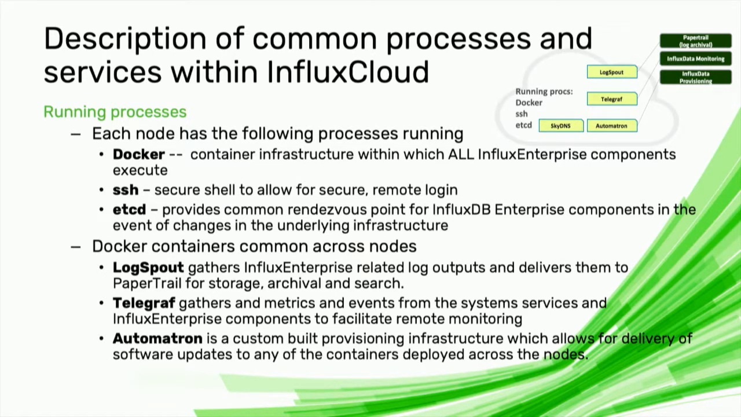And so a combination of etcd for common rendezvous, and we use SkyDNS to provide DNS resolution so that we can keep the host names and ports consistent regardless of what machine gets plugged in underneath us. So very handy to set it up that way. We're also using Logspout off the Docker container to feed the logs out, Telegraf for metrics and the log events, and then we built a part of the provisioning system called Automatron. It's actually Automatron 3000 as its code name, which essentially monitors the health and availability of the Docker container services that are running on each host.